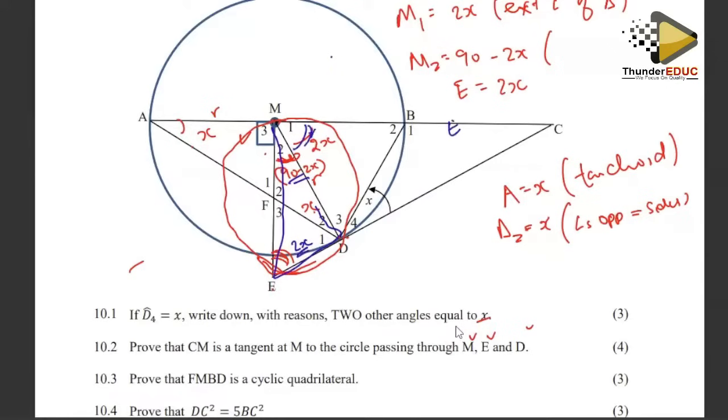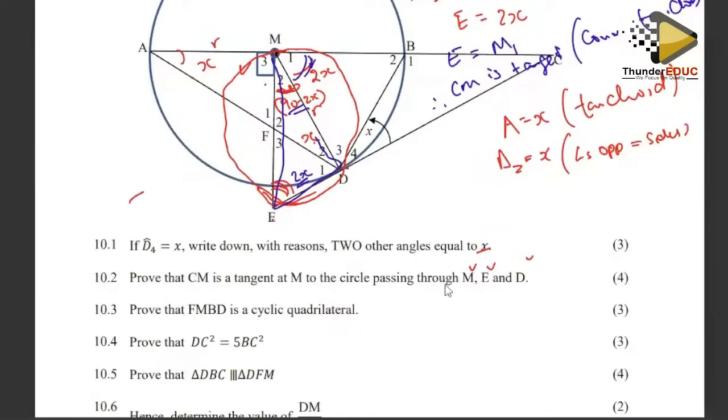Okay, so since E is the same as M1, therefore CM is a tangent. And the reason is going to be the converse of the tan chord. Okay, so that is how we would have proved that.